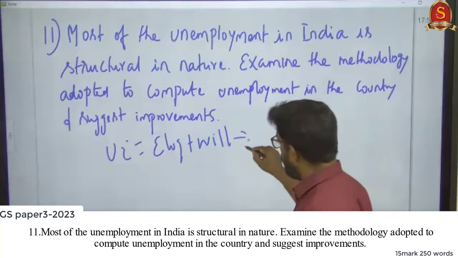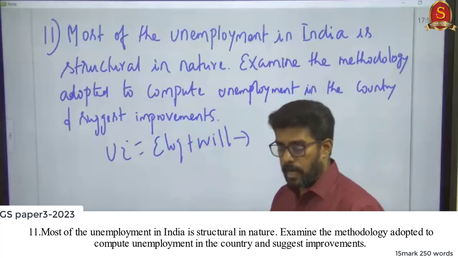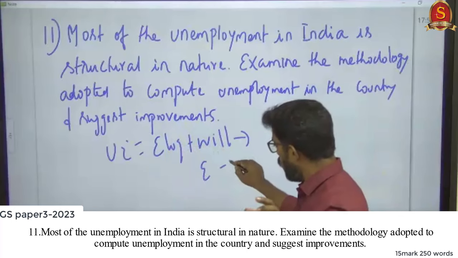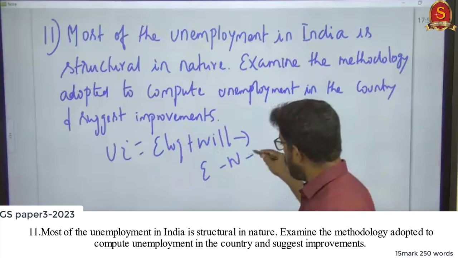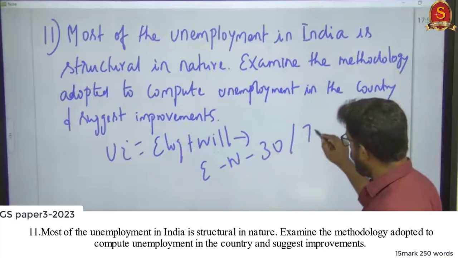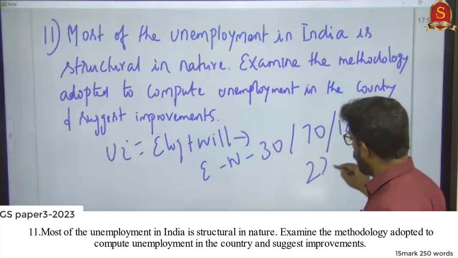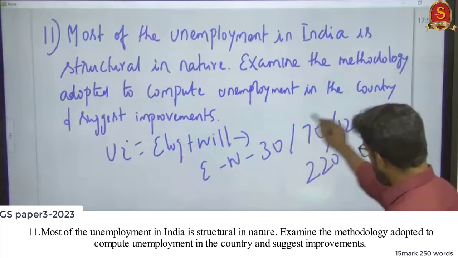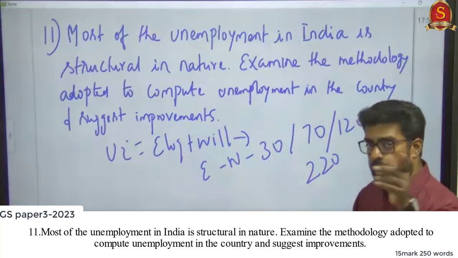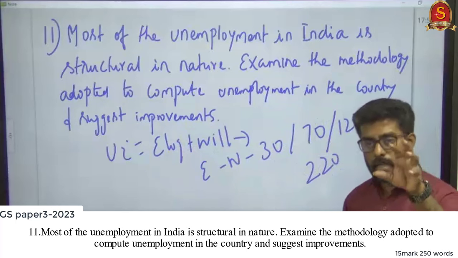Then how do we find that that person is unemployed? For example, there are crores and crores of people in the country. One person is eligible and willing, and he might have worked for some 30 days. Another person would have worked for 70 days, another for 120 days, another for 220 days in a year. So among these people, whom do we treat as the employed person? Because this person worked for 30 days, this one 70, and this one 120, whom will we consider as employed people?